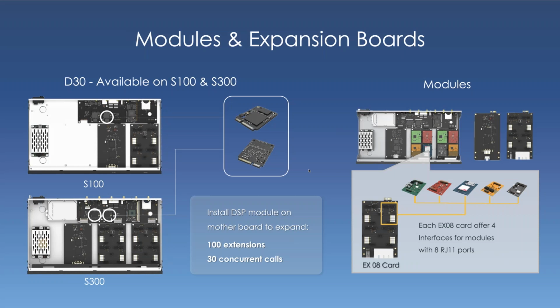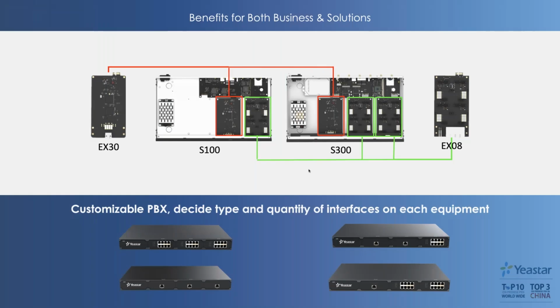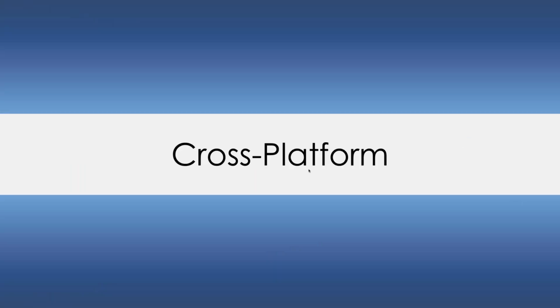And of course, for the ports, for the solution customization, just take our modules. Which basically means now you have lots of flexibility to customize the system to what you're looking for. For example, you could have 24 ports for your analog phones. You could have triple ports for your ISDN channel. So this is very flexible. And what's more, the Yeastar S-Series PBX can also provide you a cross-platform solution.